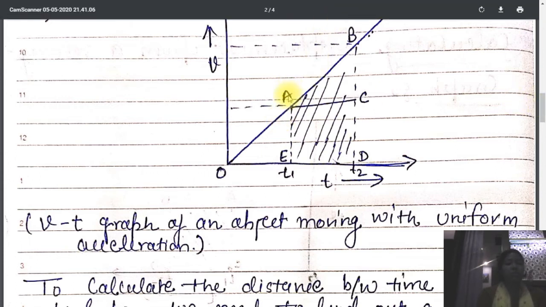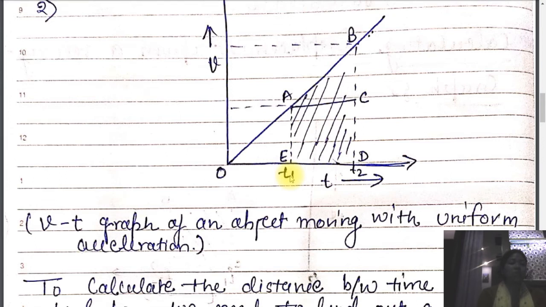Now in this particular graph, we are calculating the distance traveled by the object during the time interval t1 and t2. So what is our first step? Very first we will enclose this much of the area of the graph. We will define this area by a dotted line. That shows that we will only calculate the distance during this time interval.